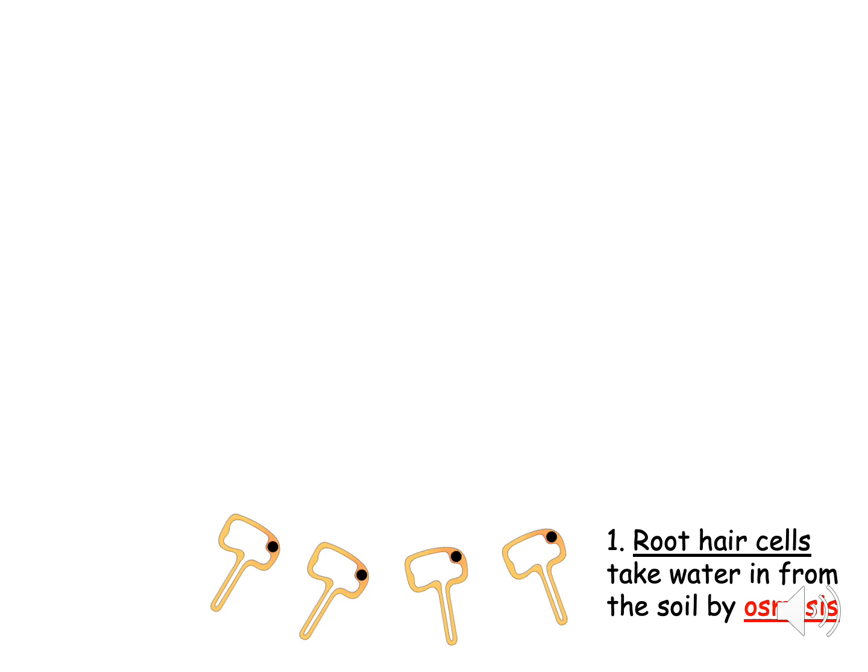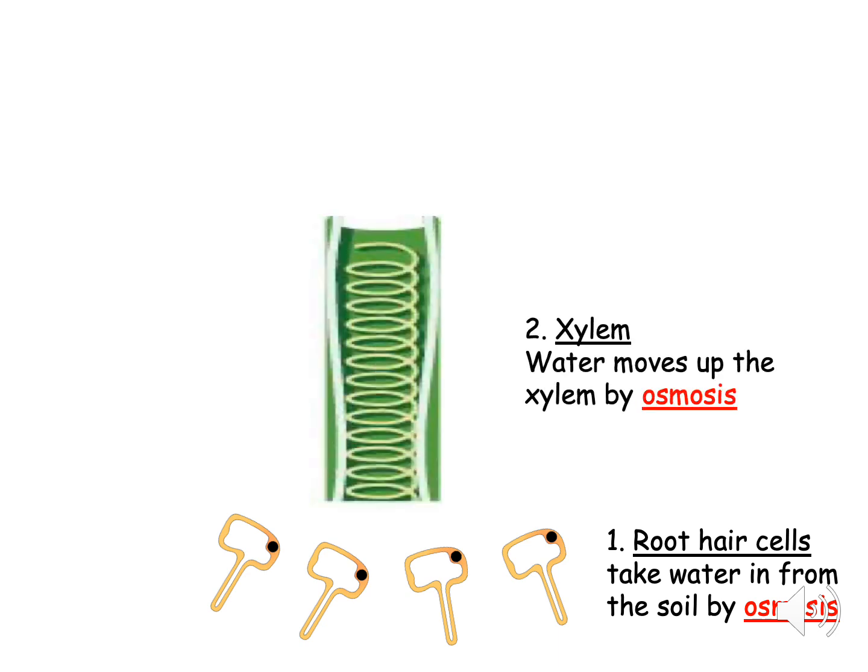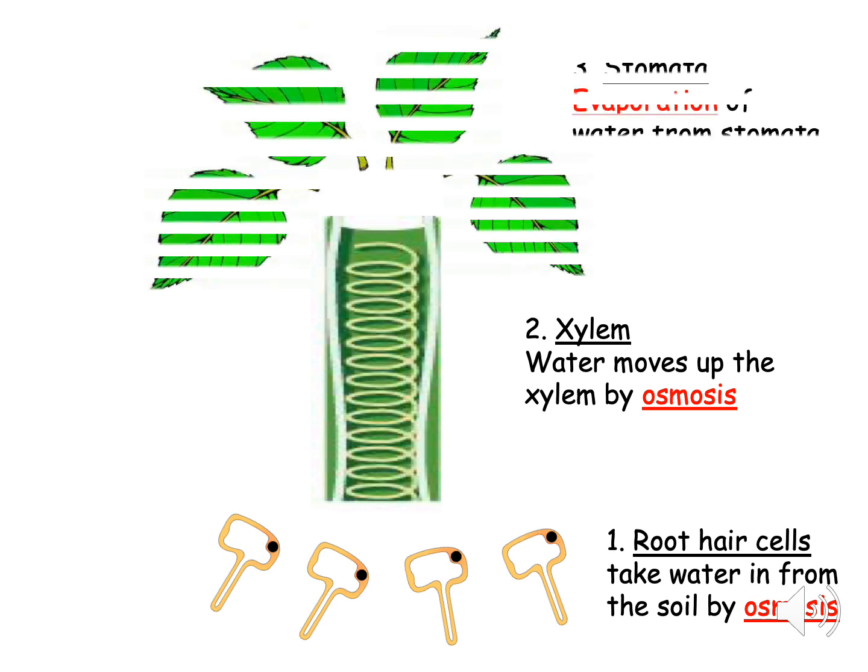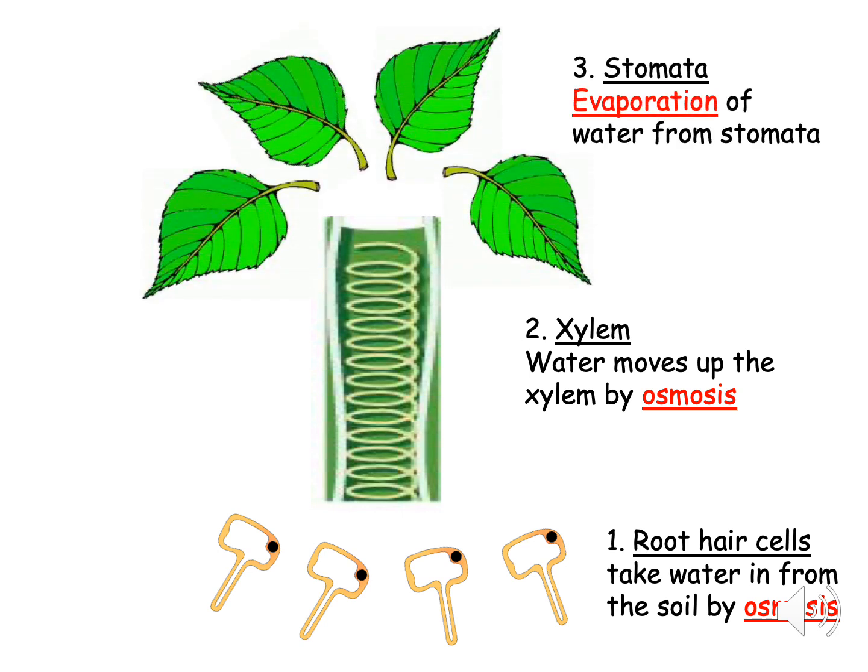Okay, so I'm going to show you a diagram that's just a summary of the 3 stages of transpiration. Stage 1 is when water is transported from the soil into the root hair cells with their weird structure, and that's via a process called osmosis. Stage 2 is when water is transported up the xylem via a process called osmosis. And stage 3 is when water leaves the plant out of the stomata via a process called evaporation.